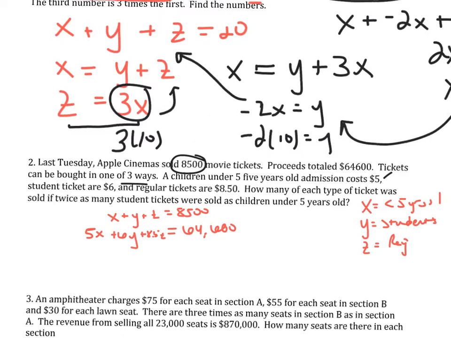The last equation, it says how many of each type of ticket was sold if twice as many student tickets were sold as children under 5 years old. So what we end up having to do here is thinking about if there are twice as many student tickets as children, that means that y is going to equal 2 x's, right? Because there are twice the children tickets for y's, if that makes sense.